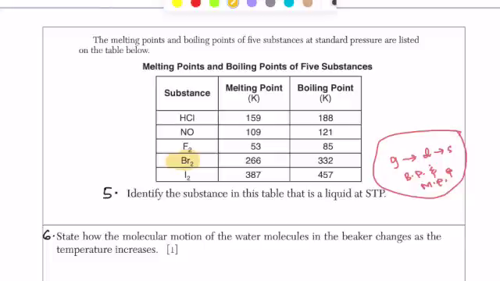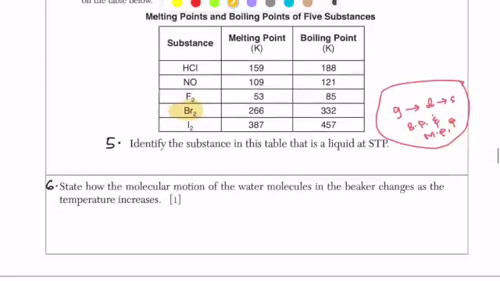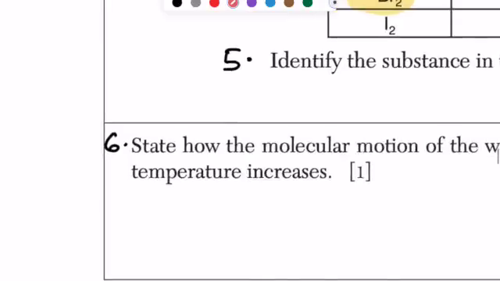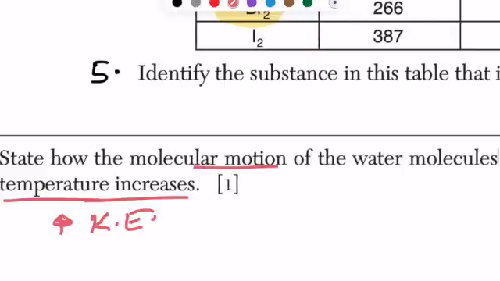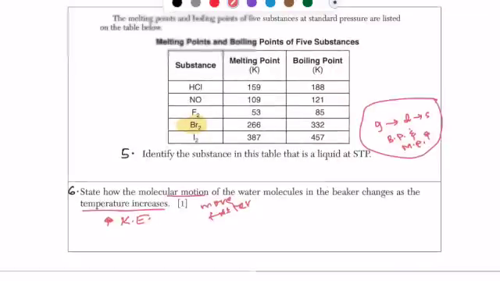State how the molecular motion of the water molecules in the beaker changes as the temperature increases. So remember, temperature is defined as the measure of kinetic energy. So when we are increasing the temperature, that means we increase the kinetic energy of the molecules. So that means now they are going to start moving faster. So that's your answer. Just have to say that the molecules or the particles start moving faster.